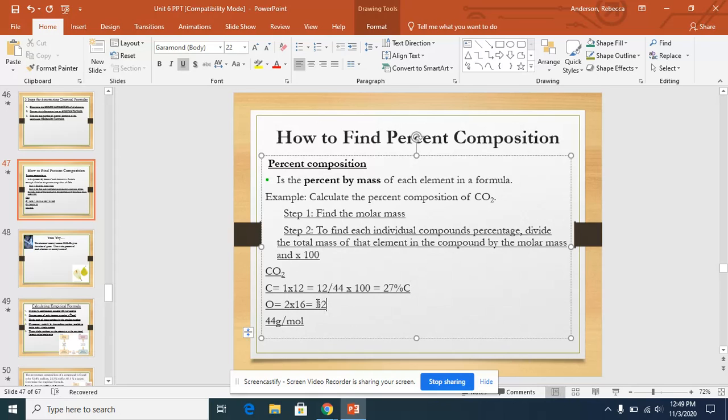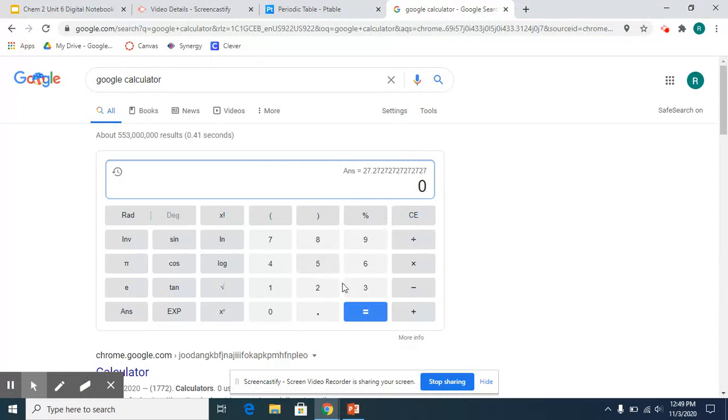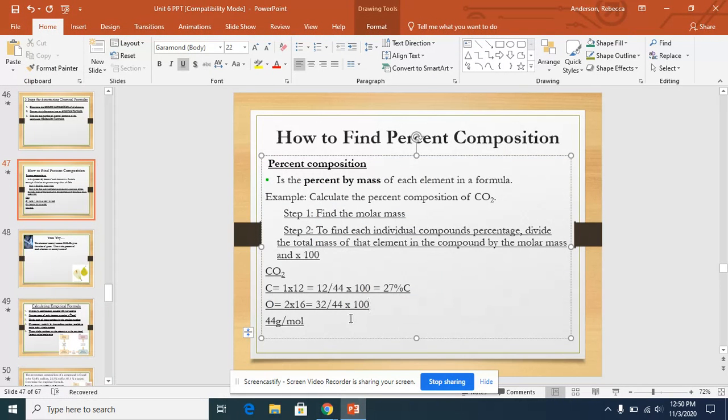And also with oxygen. So our total for oxygen was 32 divided by 44 times 100. Or we could just do 0.72, move it 2 times, which would be, if we rounded, 73%. Equals 73% of oxygen. So now we have the percent composition of each element. You can double check your work by making sure these two numbers add together to get 100.